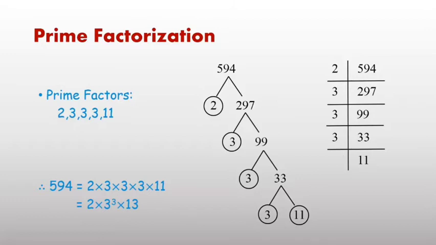Means there are 3 different prime factors, 2, 3 and 11. 3 is repeated 3 times in product form, therefore you can write this as 3 power 3. So whenever you are writing prime factors, if any prime factor is repeated 2 times, 3 times, 4 times, you will not write it as 3 into 3 into 3. You should write it as 3 power 3.